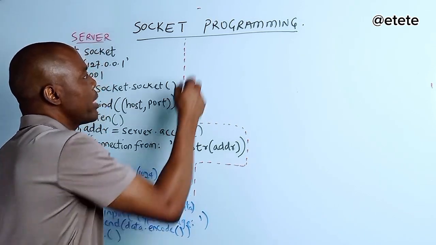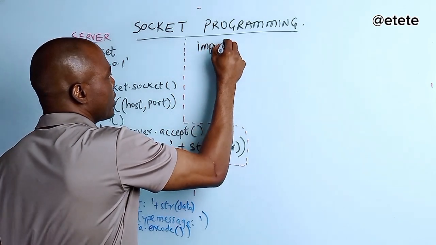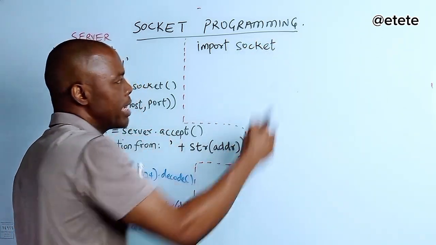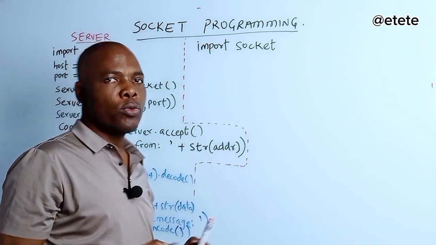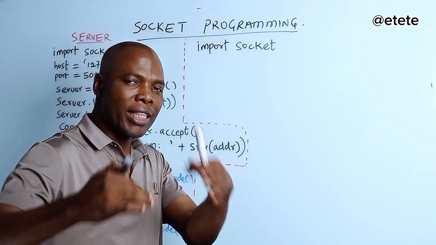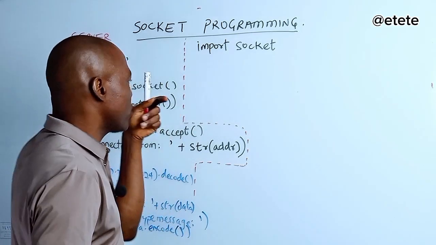So the first thing to do now is import our socket, import the socket module. This socket module has a socket class, and we need the behaviors in that class to implement this process. So, import socket.